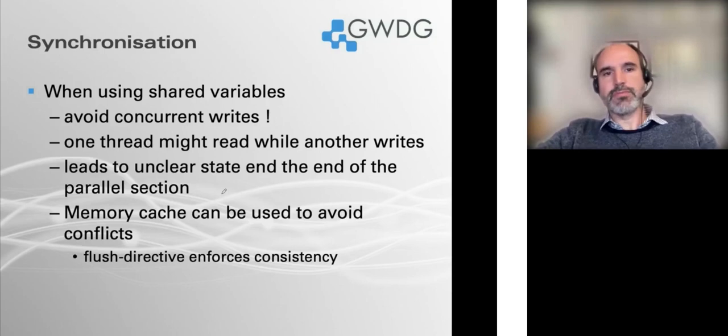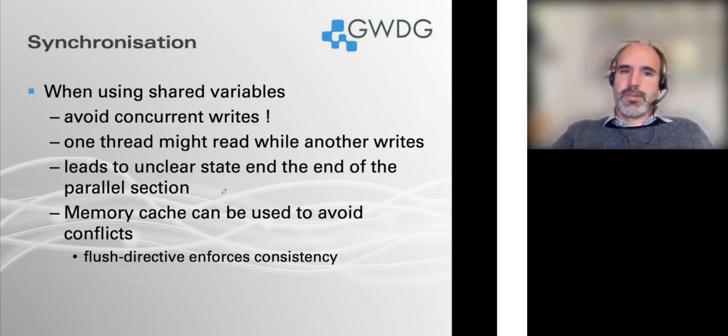In principle, all threads access the same memory, so you have to avoid concurrent writes. It means that one thread might read while another writes, and this, of course, leads to an unclear state at the end of the parallel section. Again, this is a problem hard to debug when you run your code.